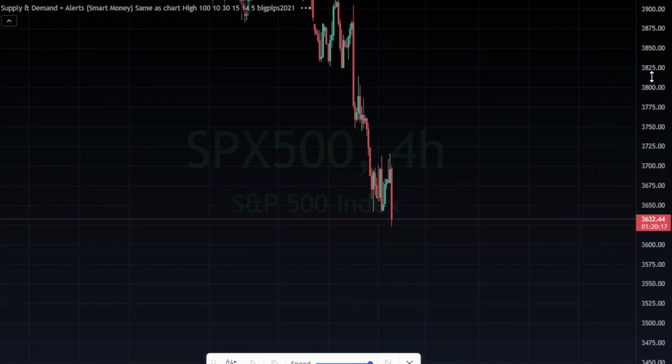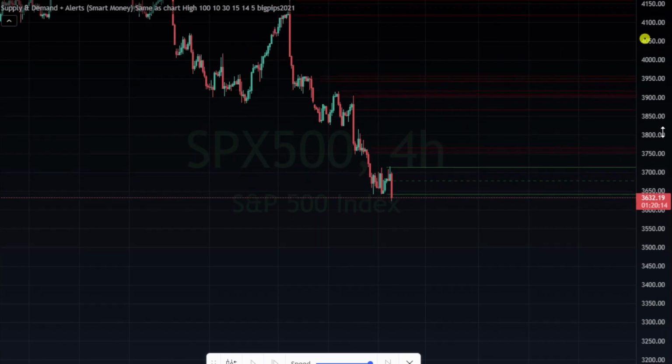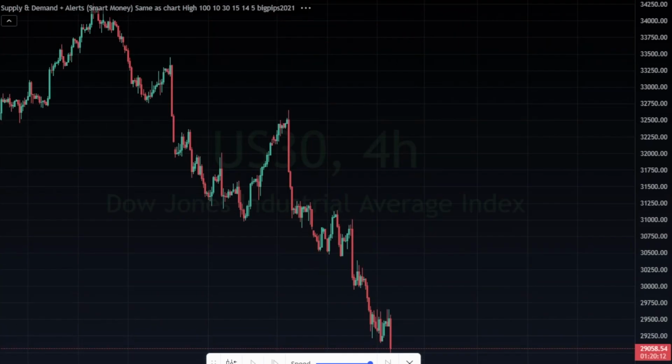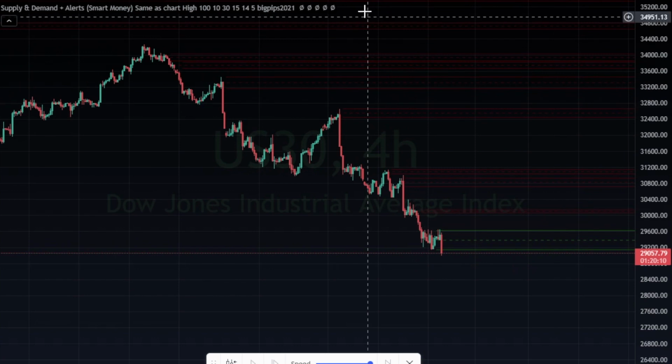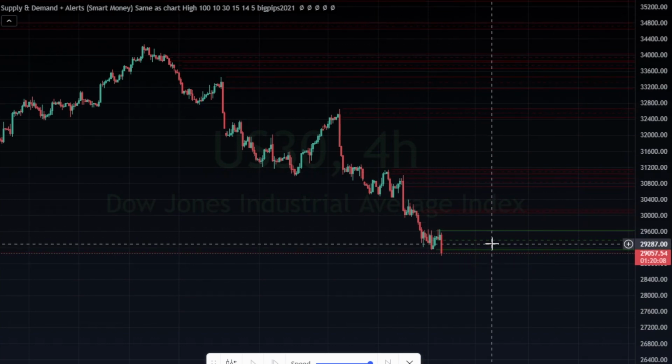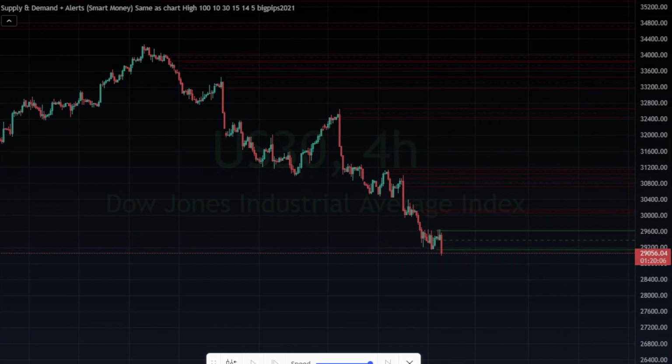Sells only. Why? Way more red up here. Use it as an indication of direction. US 30, way more red up here. One little green order block. Which direction are we going? Down, right? USD CAD.